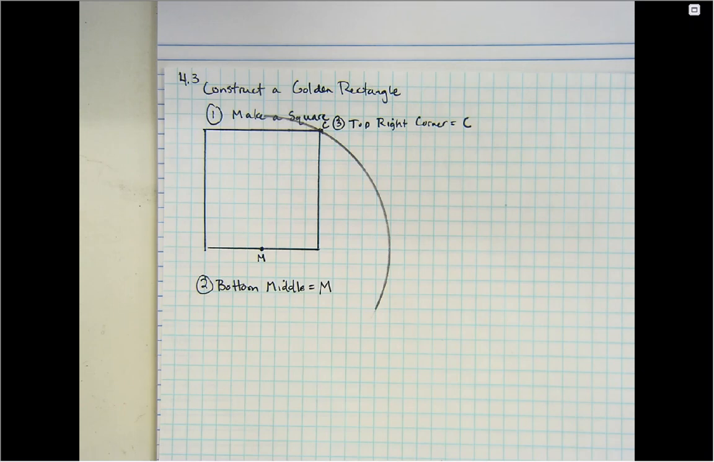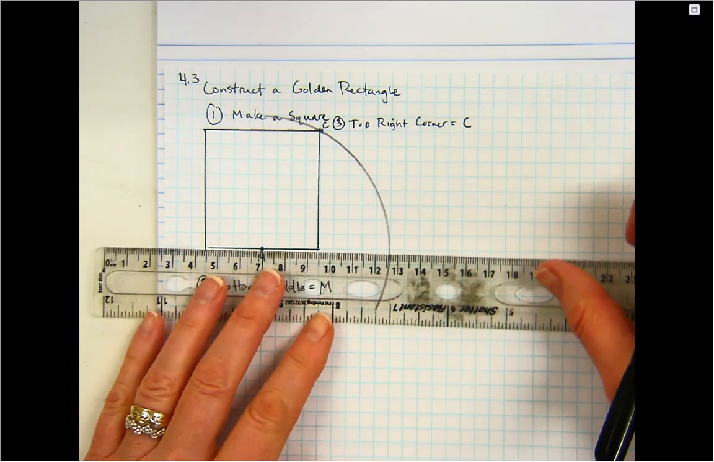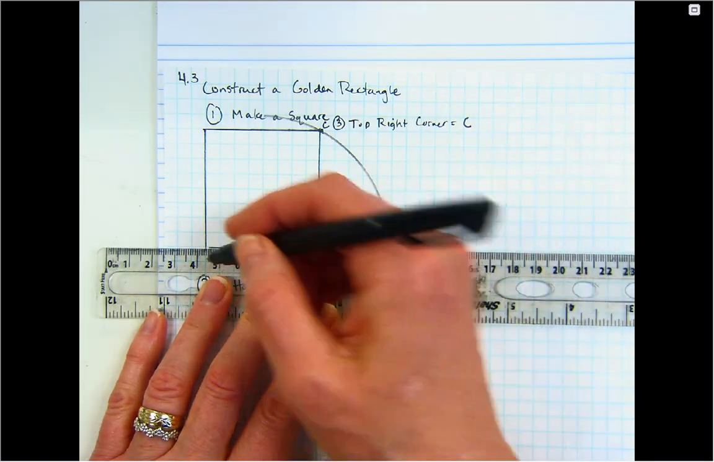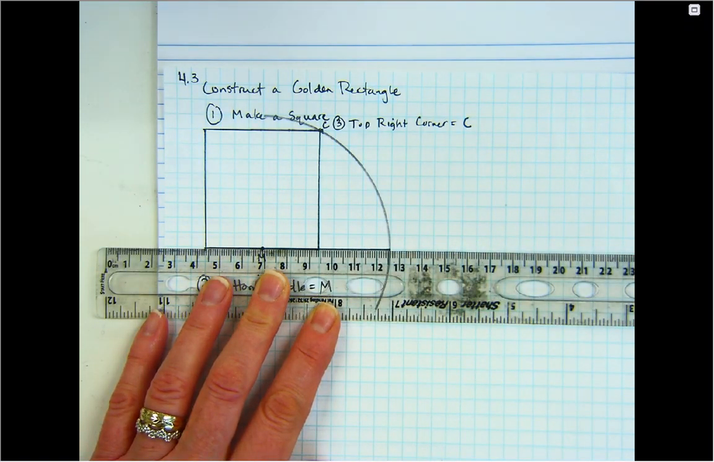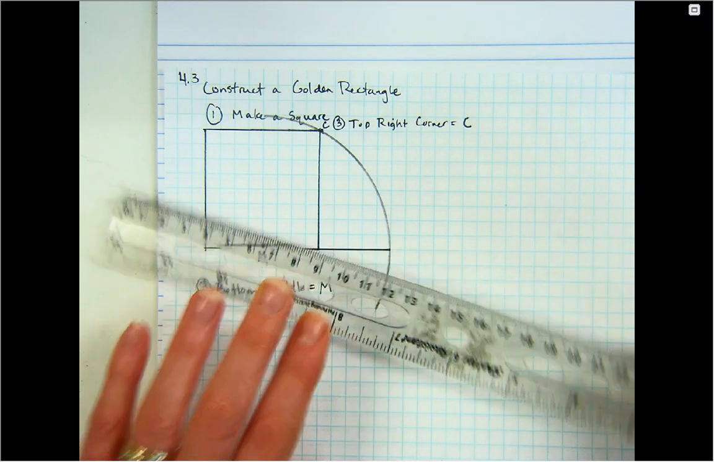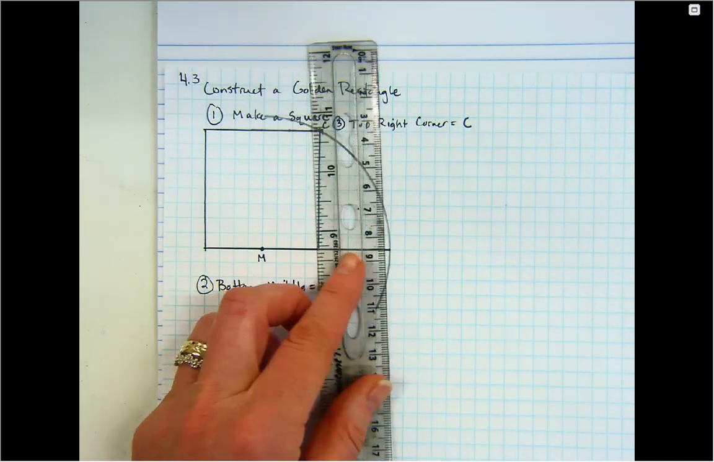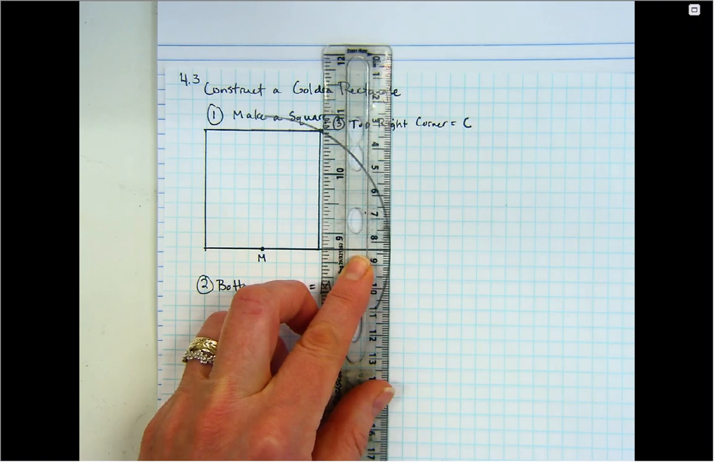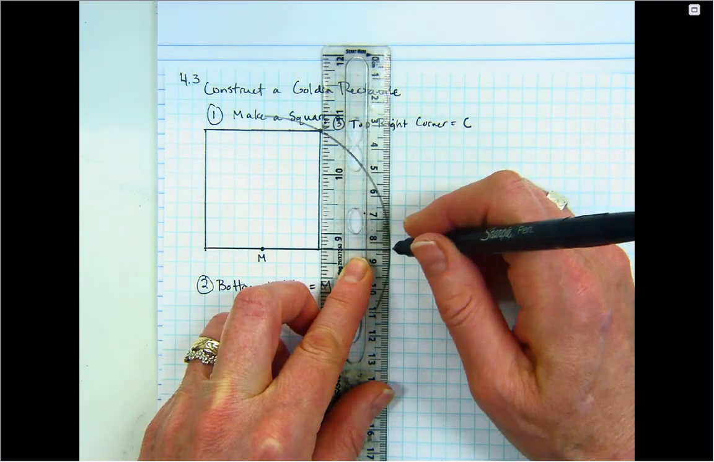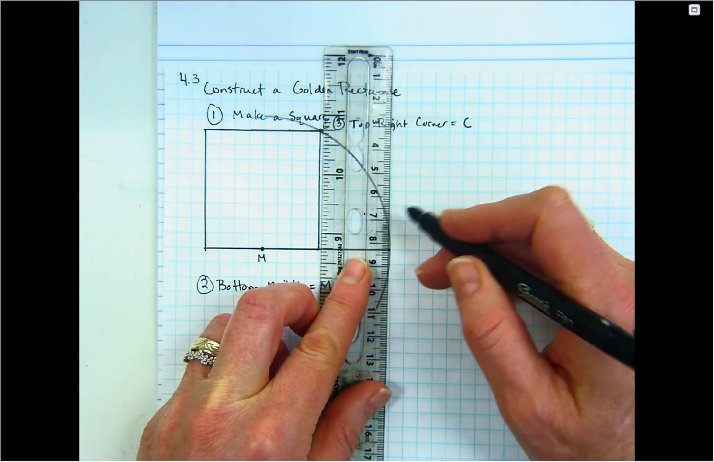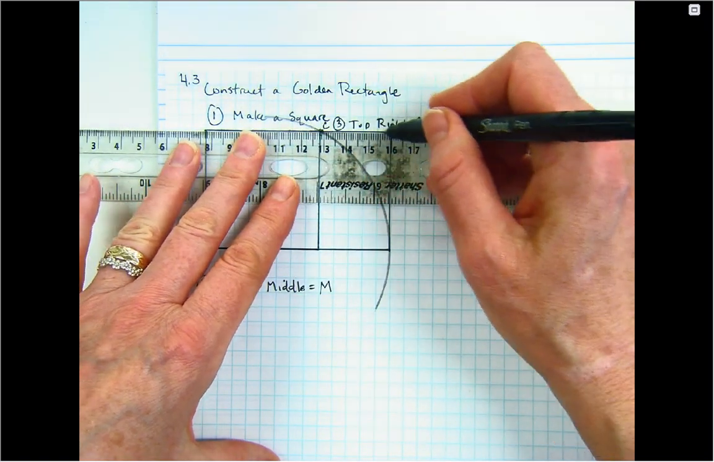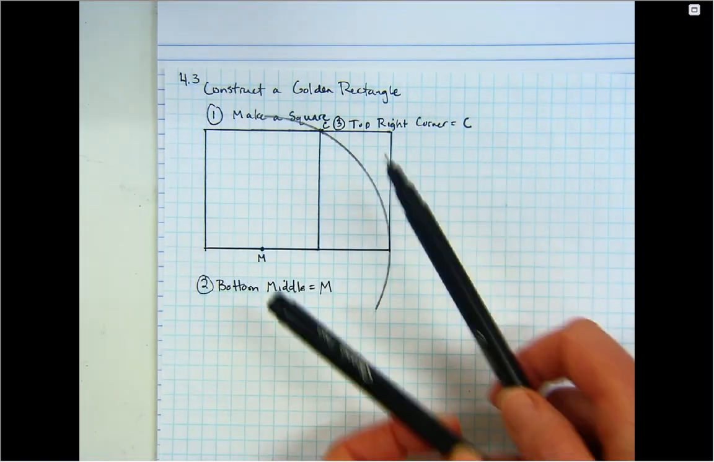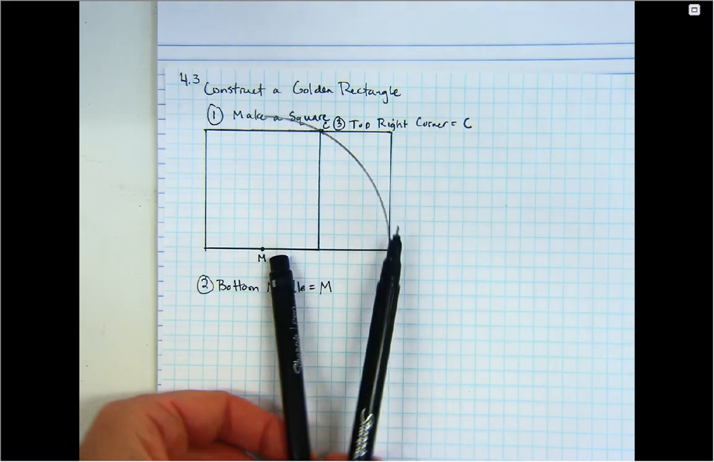Once you have your compass mark drawn, that tells you how wide your golden rectangle needs to be. So we extend the base of our golden rectangle over until it reaches the compass mark. That's what that arc is for. Once you've extended your base over to that length that the compass marked out, then you can draw a vertical line at that length as well. So the compass reaches between M and C, right? And then you sweep the compass over.